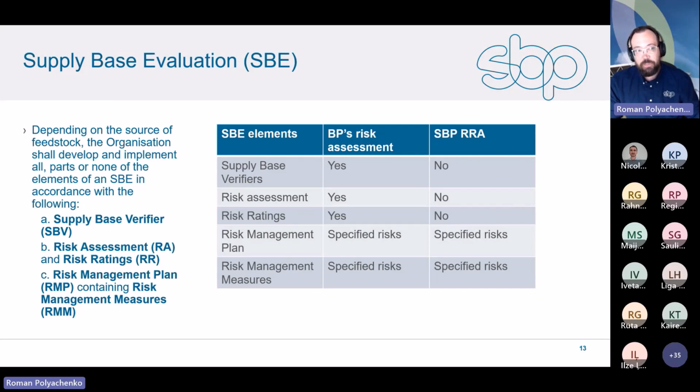But as I said, if you use regional risk assessment, then this job is already done by SBP, and all you need to do is to go through the risk assessment, find specified risks, and then implement risk management plan and risk management measures. So the risk management plan contains 1 or more risk management measures. So the plan is basically a sum of all measures. It's a kind of a process of managing the risks, and risk management measure is like a specific measure for each indicator.